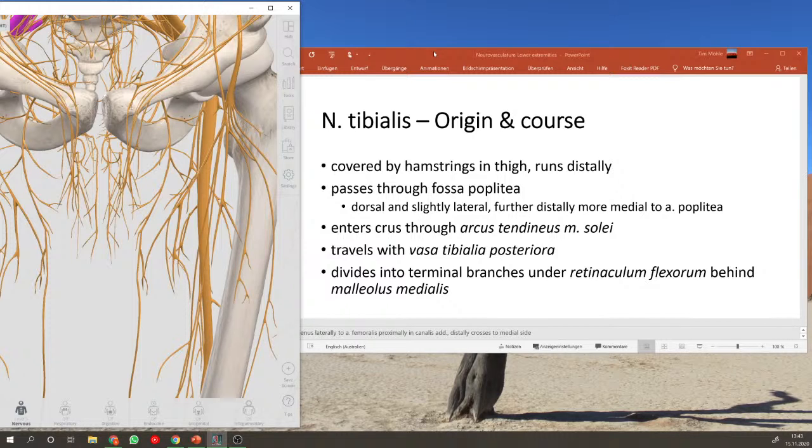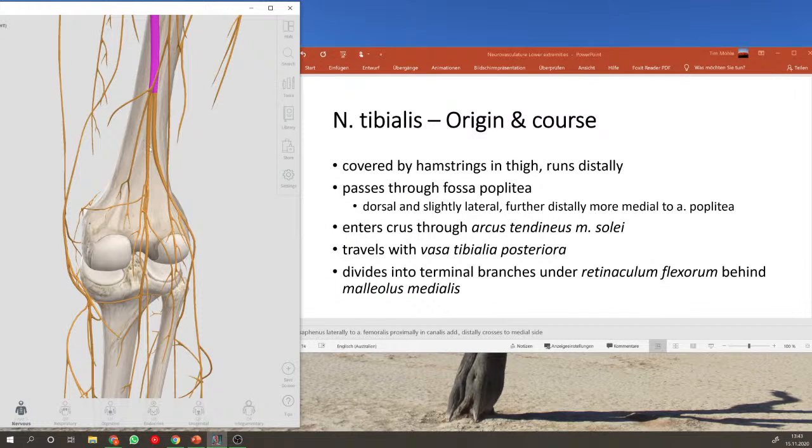So nervus tibialis, let's look at the posterior view, it's easier to find. Alright, so we have the sciatic nerve, this big one. It will split into the tibial nerve, yeah, so this will be nervus tibialis, which will traverse the knee joint and run distally to the medial malleolus, where it will divide into its two terminal branches, which are the medial and lateral plantar nerve.